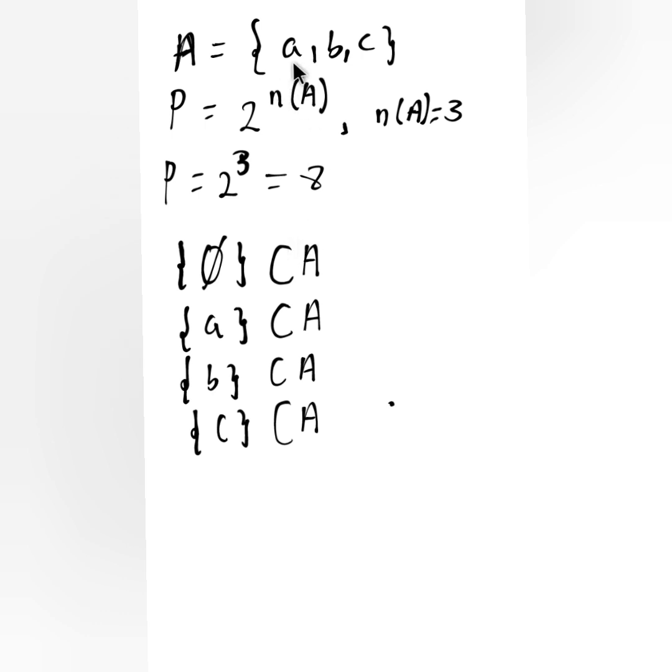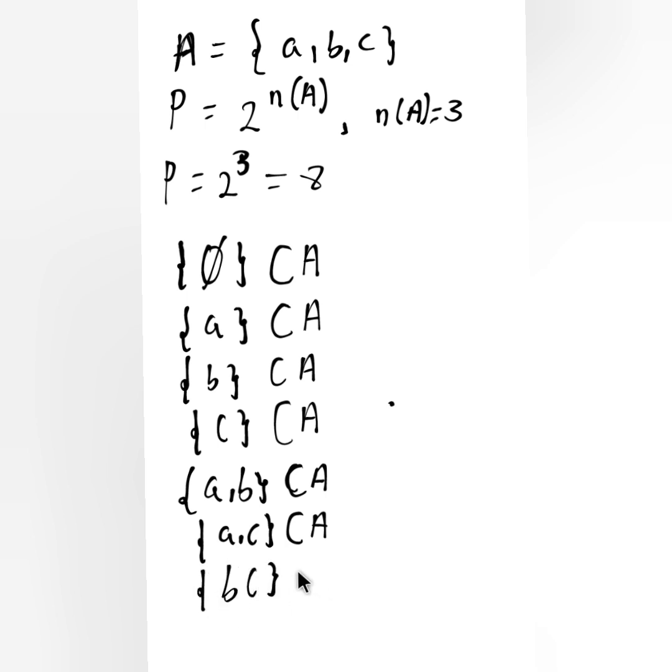Now, when we combine 2 of these elements, a set that contains 2 of these elements is also a subset of A. So a set that contains a and b is a subset of A. A set that contains a and c is also a subset of A. A set that contains b and c is also a subset of A.